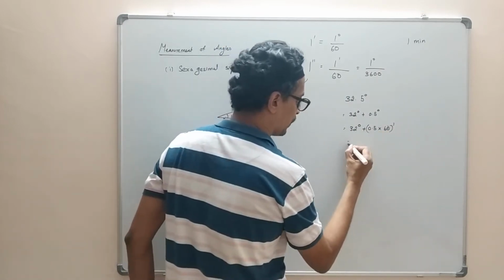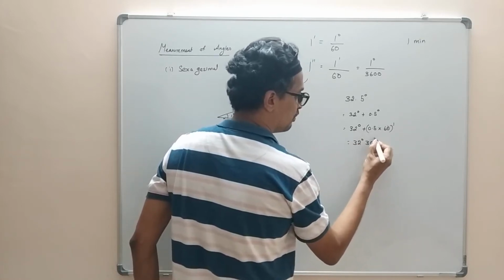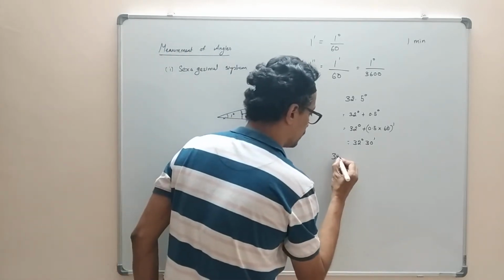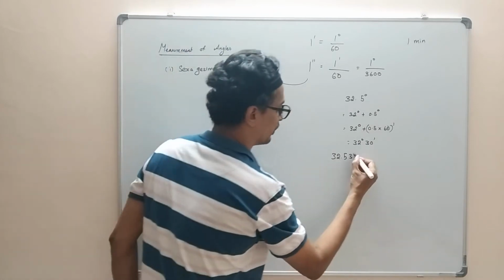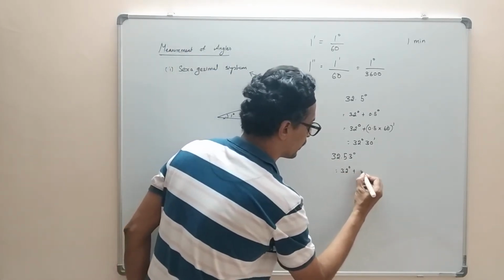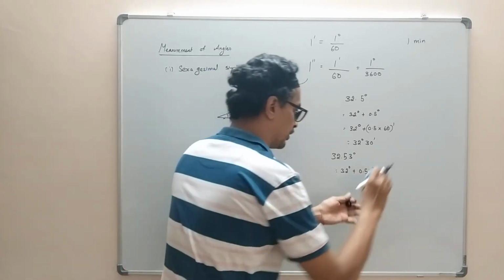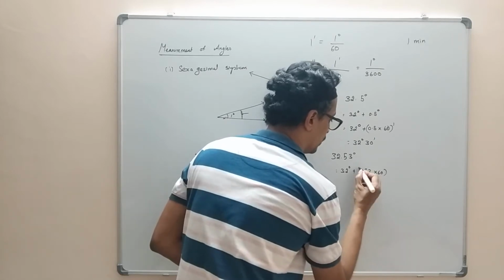Okay, so that is going to be 32 degree and 30 minutes. So this is the way we write. Suppose I have another number, 32.53 degree. Then this will be equal to 32 degree plus 0.53 degree. If you want to convert it into minutes, I have to multiply by 60. Am I right? So that is a minute.